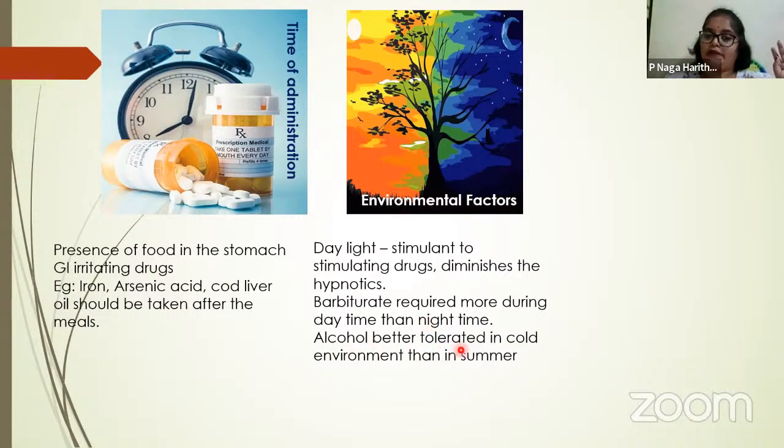And alcohol is better tolerated in a cold environment than in summer, because once the alcohol has been taken, the body gets heated up. So when the body gets heated up, it would be good when it is taken in cold environments rather than in the summer or hot environments. All right, so these are the environmental factors, how the drug is affected by the daylight and the nighttime.